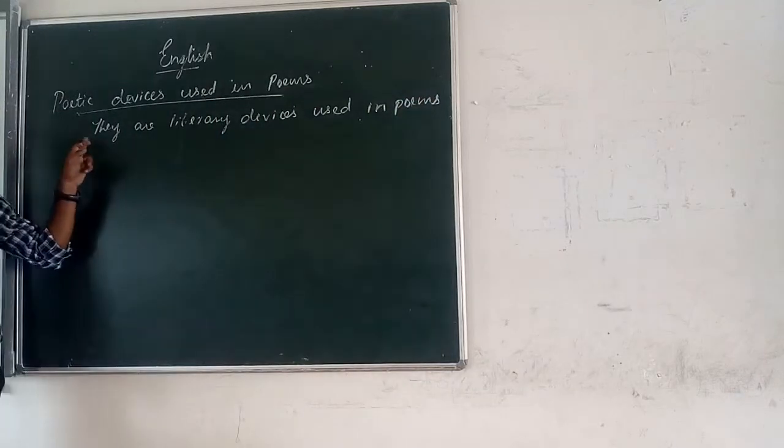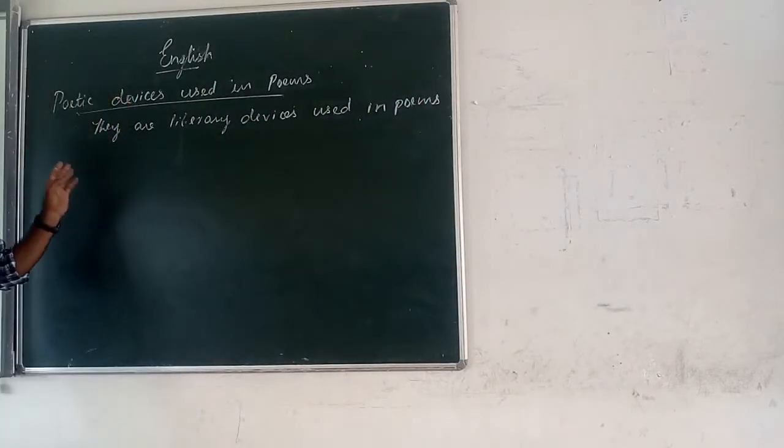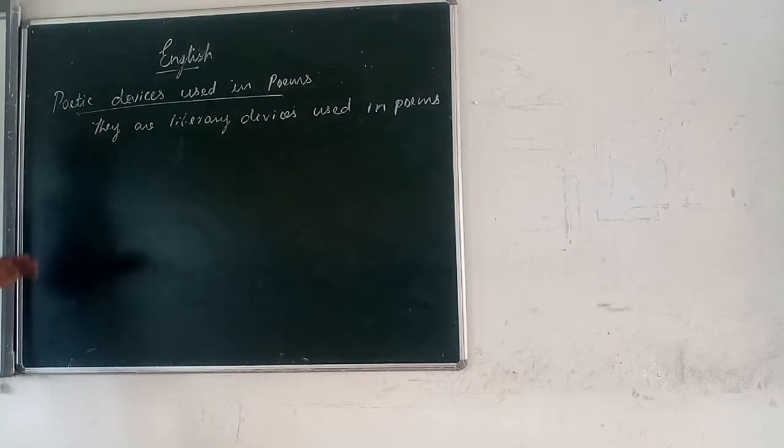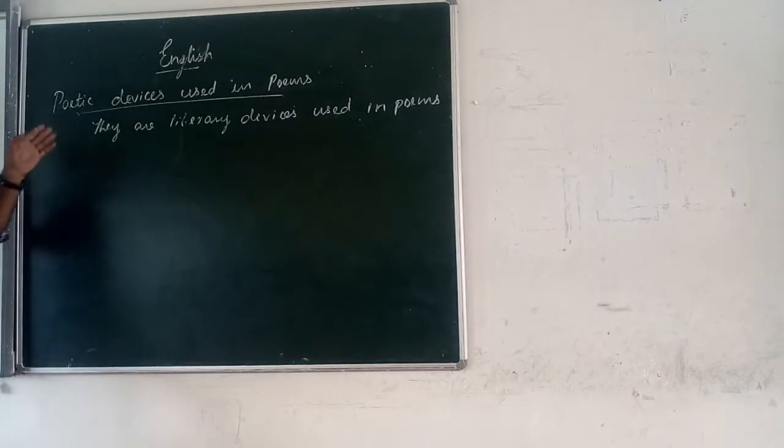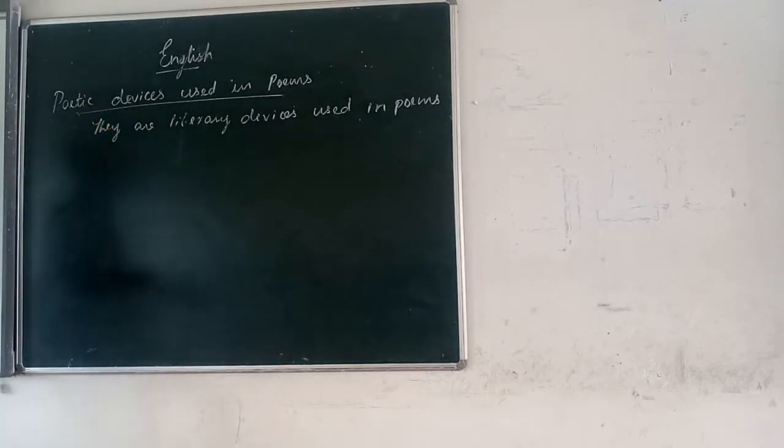Here the poetic devices or rhetoric devices are used in poems in order to give a good impression to the poem or to decorate the poem. First, let us see the poetic devices one by one. The first one is simile.